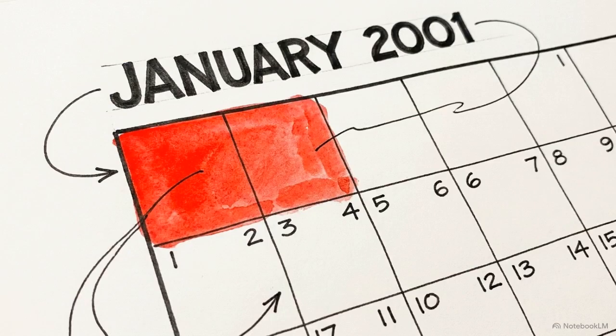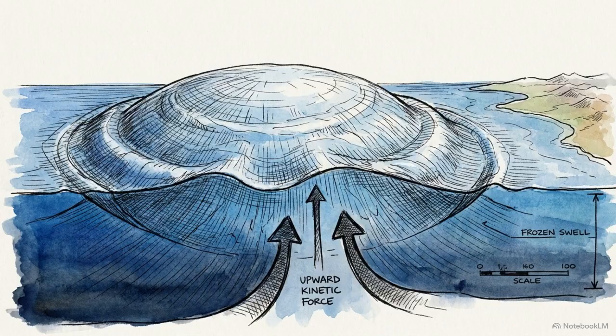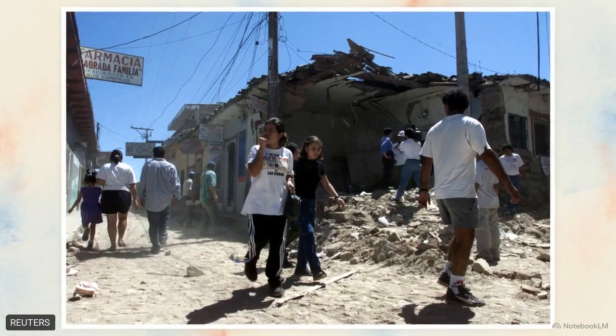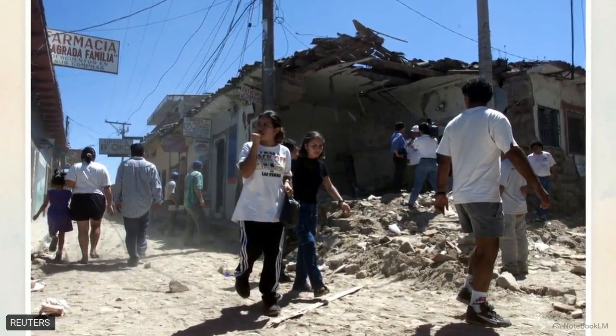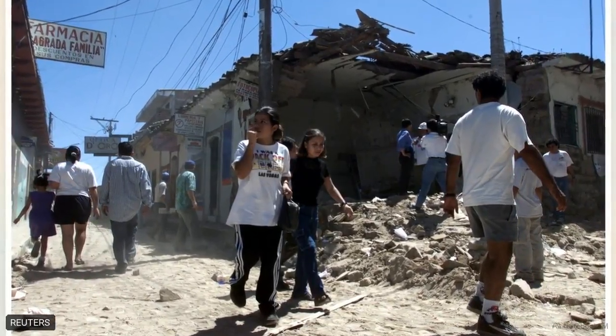In January 2001, the pattern repeated on a larger scale. A massive magnitude 7.7 intra-slab earthquake tore through the offshore subduction zone. 1 month later, on February 13th, a magnitude 6.6 upper crustal earthquake shattered the inland volcanic arc.